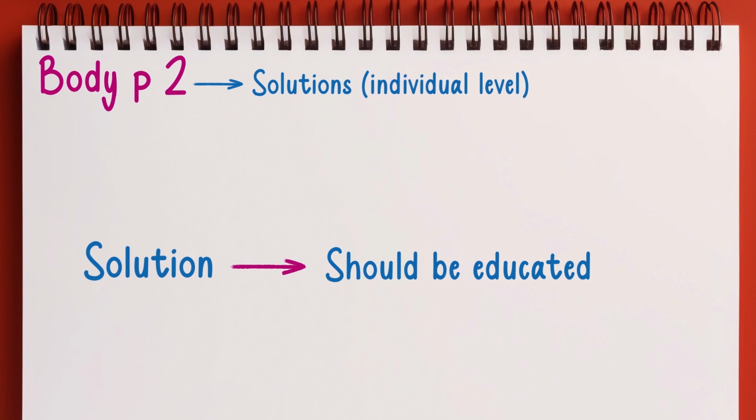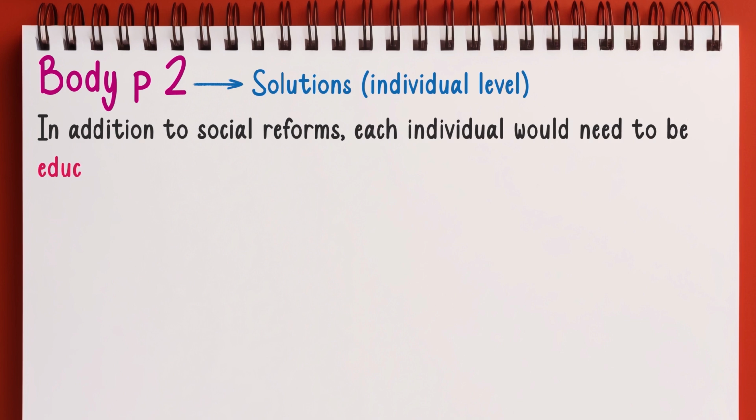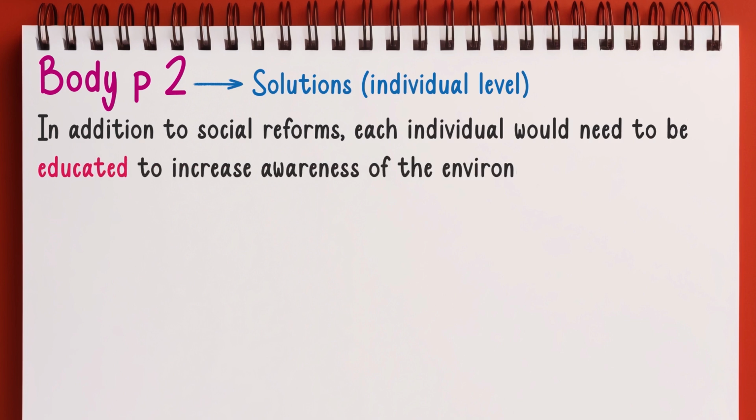So what I'm going to do here is to talk from the aspect of education, that once individuals are educated and they become aware of the benefits that they can get from their environment, then I will expand my answer. Now let's start writing this paragraph. In addition to social reforms, now it's related to the previous paragraph. When I say in addition to social reforms, I'm referring to the previous paragraph, that another method can also be used, and that is individuals, right? In addition to social reforms, each individual would need to be educated to increase awareness of the environment. This is my topic sentence. Now I should expand it.